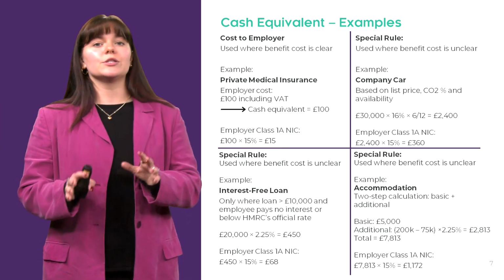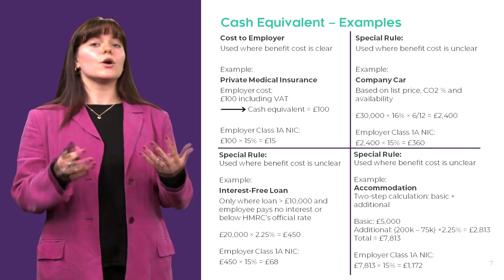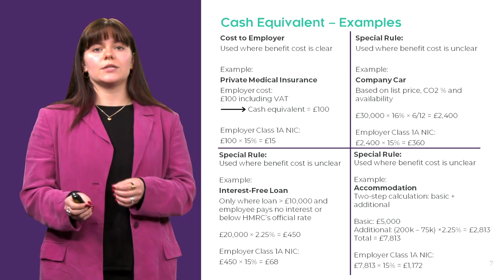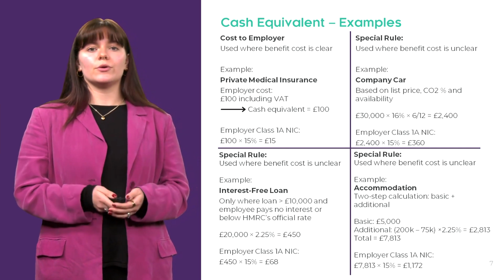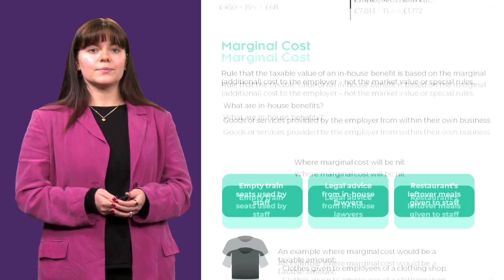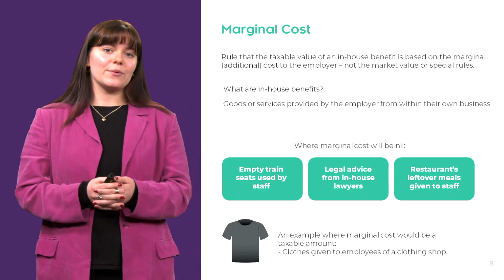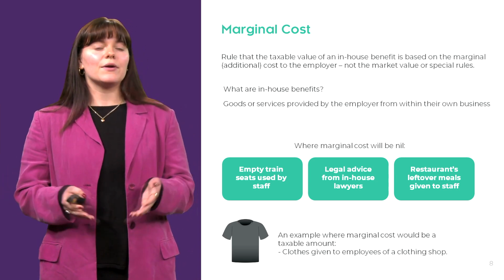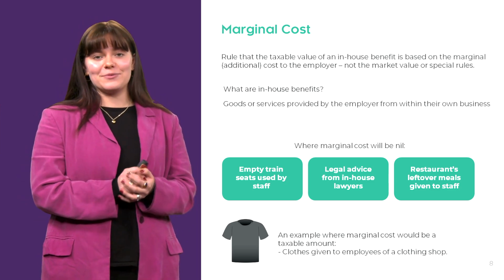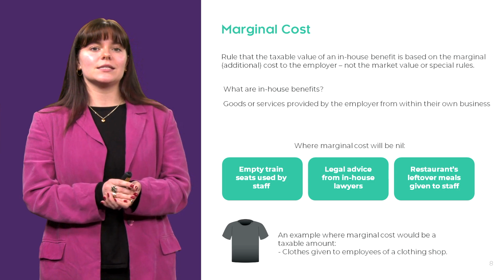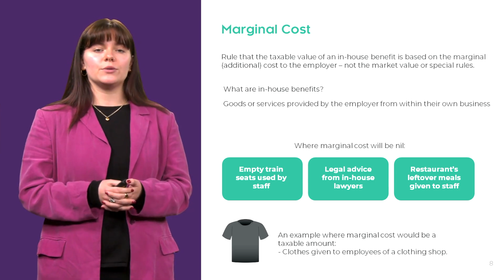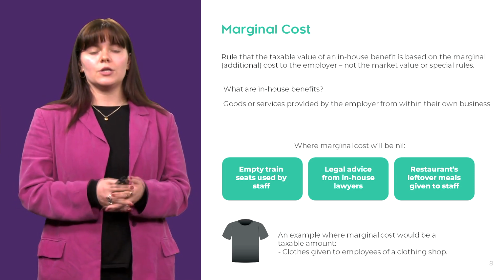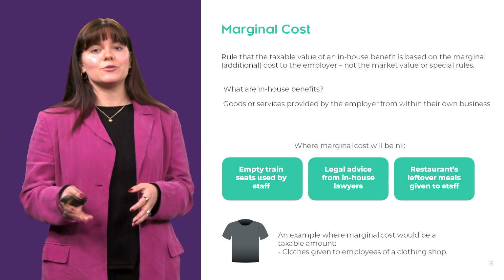So in summary, some benefits are valued at the actual cost to the employer, while some follow specific HMRC rules. It's important to understand which method applies to ensure accurate reporting and compliance. So we've just outlined two methods of how we value a benefit, either using cost to the employer or some of our special rules. However, I didn't mention that there is another way that we value a benefit in particular circumstances. There's a ruling that the taxable value of an in-house benefit is based on the marginal cost or additional cost to the employer, not the cost to the employer or using the special rule.